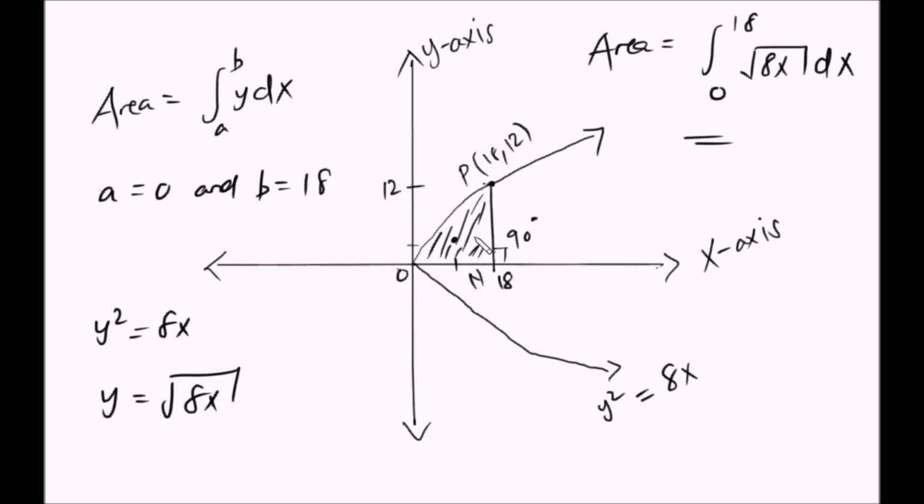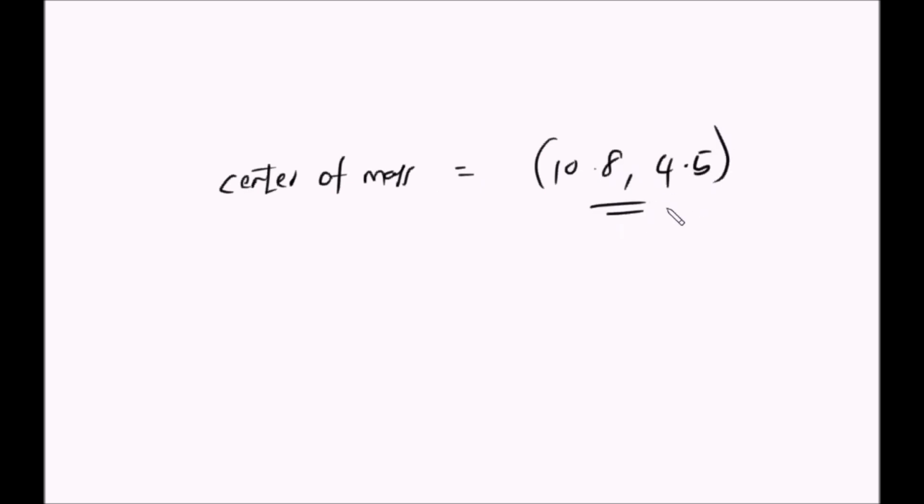10.8, 4.5. So this one is what? A center. So hapa ni 10.8. Hapa ni 4.5. So this one is a center of mass. So to conclude, I can say the center of mass is just equal to 10.8, 4.5. So this is example 2. Let us now see example 3.